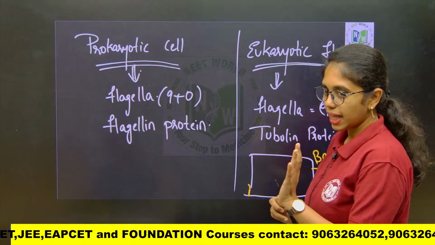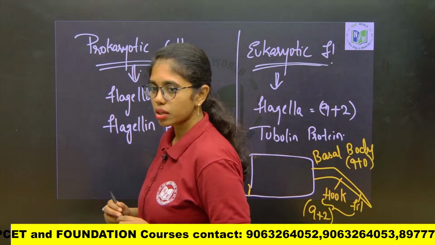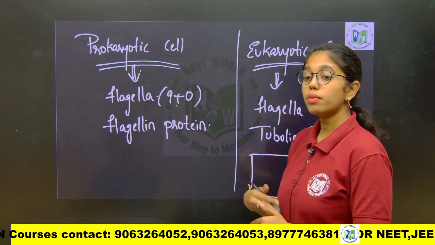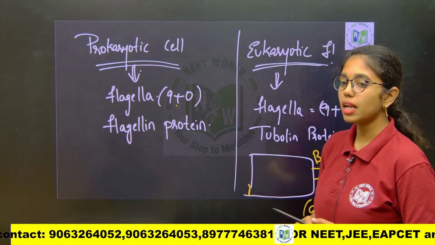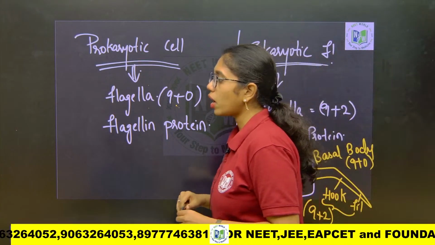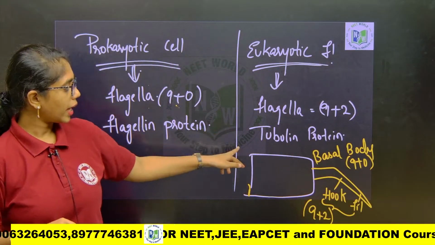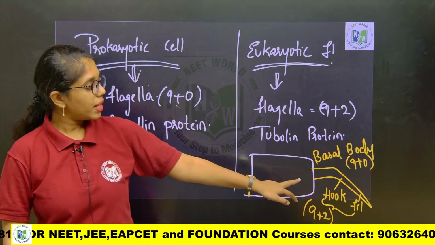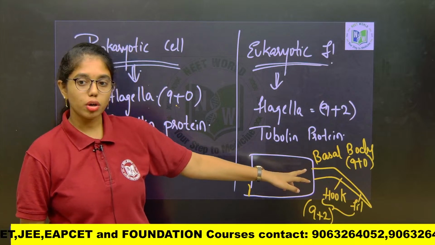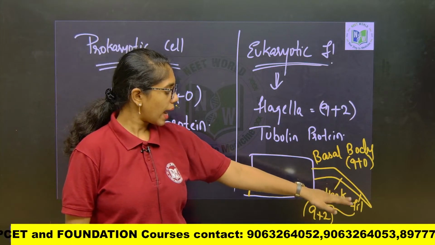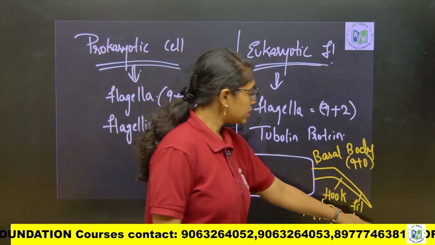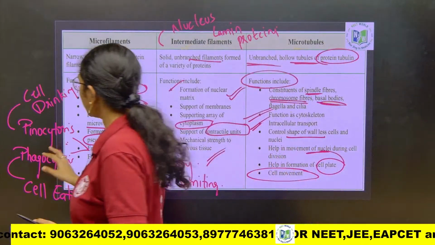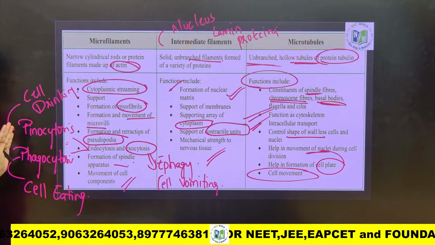Once again you just recall all of this. In a prokaryotic cell, what are the only motile structures? Flagella. What will be the microtubule arrangement here? 9 plus 0. And what will be the protein composition for the flagella? Flagellin protein. Here in a eukaryotic cell, it is 9 plus 2 with tubulin protein, and it has basal body, hook and filament. Basal body is connected to the cell by centriole. So it has 9 plus 0 arrangement, hook and filament is 9 plus 2. Once you just recall for 1 minute, have a glance on it. Online students, you can take a screenshot of it. Look into all the functions in a more detailed way.